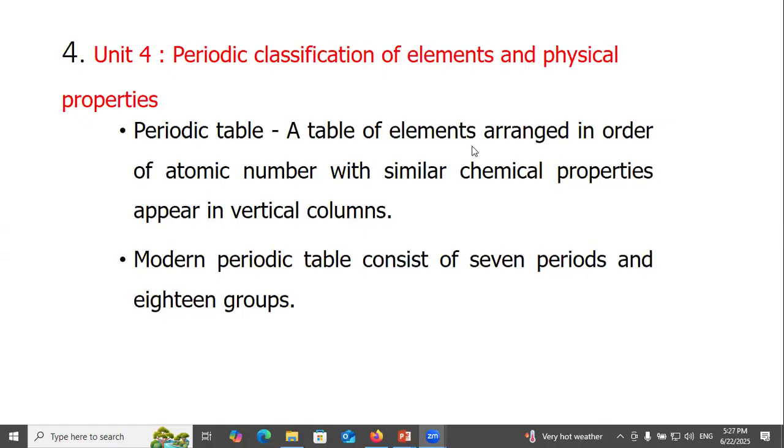Okay, it's all about Unit 4, periodic classification of elements and physical properties, under V.C. Foster, Trivandrum University, Institute of Science and Technology, Chemistry, CSEM 101. It's all about Unit 4.